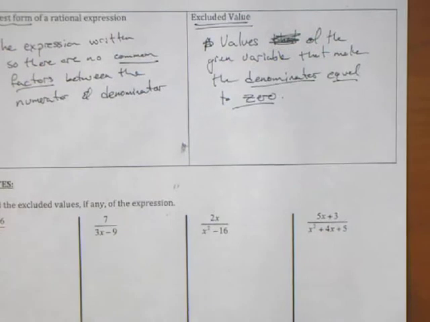What's so bad about these excluded values? Why don't we want the denominator equal to 0? You just don't want it. What's important about these? Why aren't we allowing these values that make the denominator equal to 0? Because it doesn't work. Because then we'd be dividing by 0.